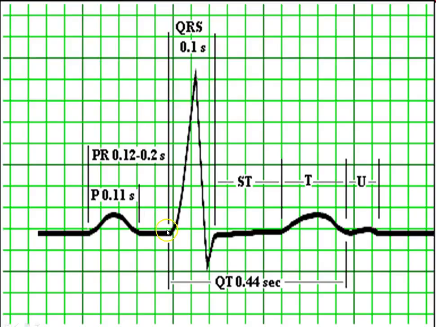The PR interval we measure from the beginning of the upslope right here to the beginning of the next upslope. So this here is the PR interval. And the normal range here is 0.12 to 0.2. And as you can see, we're just short of that 0.2, because if the distance between this dark line right here and this dark line right here is 0.2, we're just a little bit short of that, so we're within the normal range.